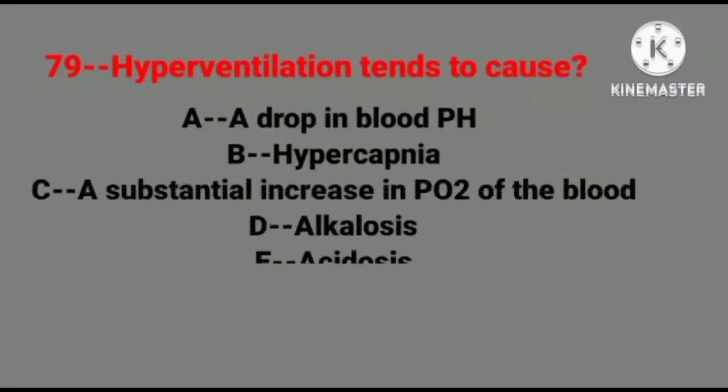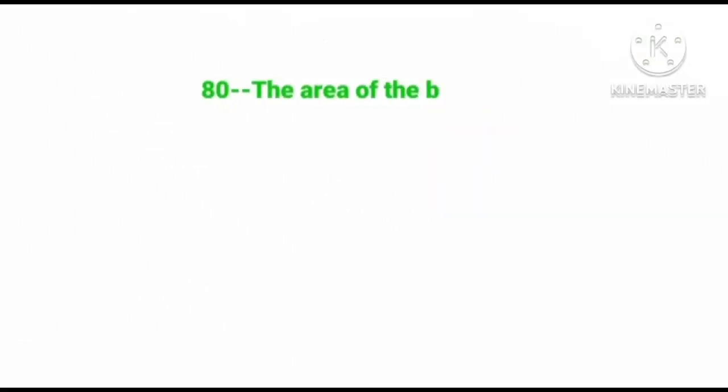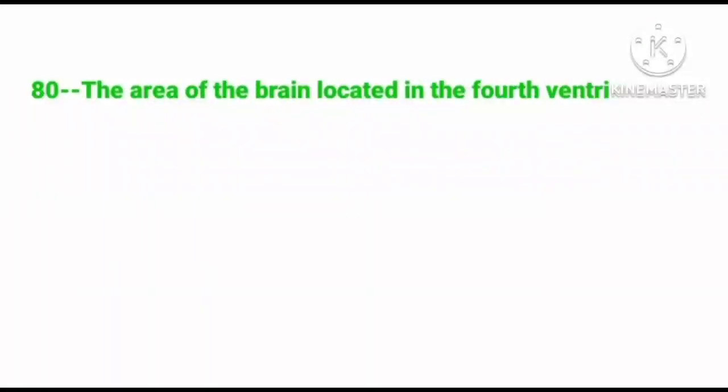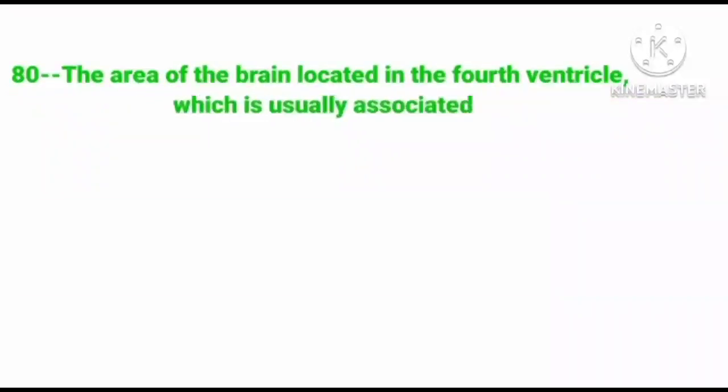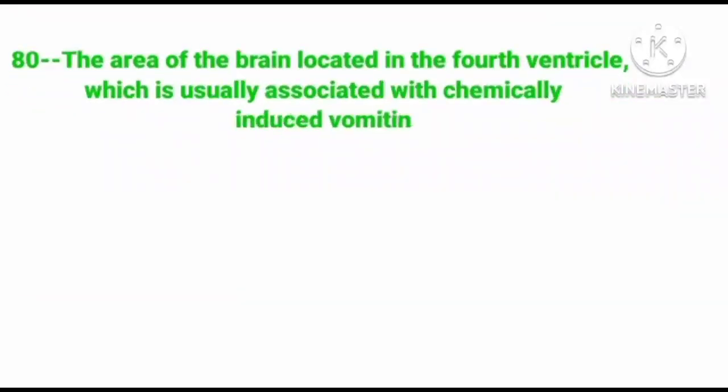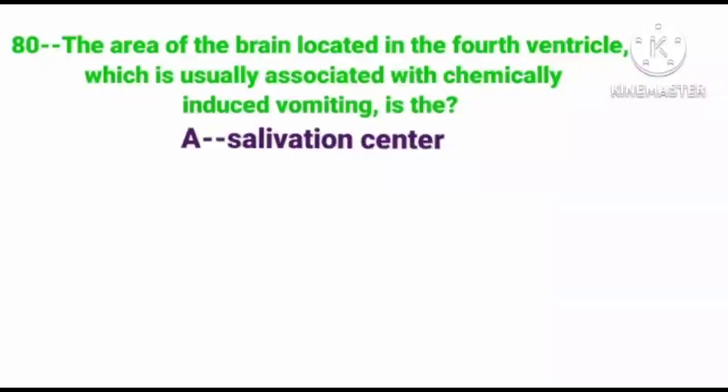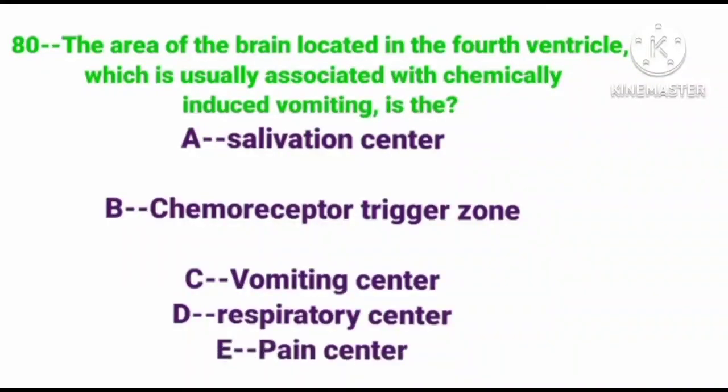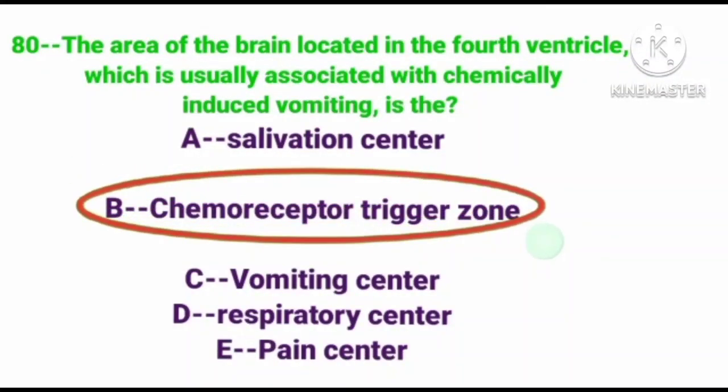Question number 79. Hyperventilation tends to cause. The correct answer is option D, alkalosis. Question number 80. The area of the brain located in the fourth ventricle, which is usually associated with chemically induced vomiting, is the. Correct answer is option B, chemoreceptor trigger zone.